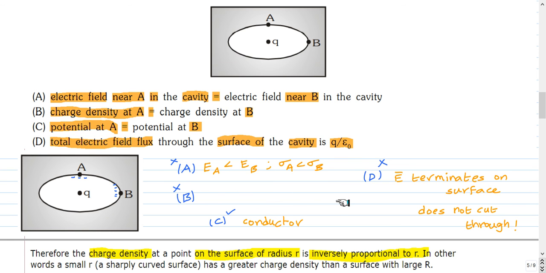Option D, the total electric flux through the surface of the cavity. The electric field lines will start from this point Q and will terminate on the surface, so they do not cut the surface. Electric flux is related to electric field lines passing through the surface. Since the electric field lines are not cutting the surface, it's as if the total electric flux is 0. So option D is also not correct. So the only option is option C.